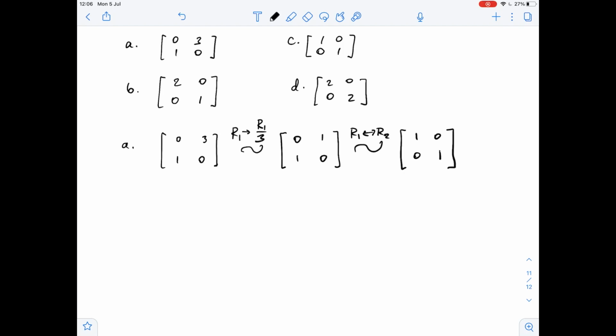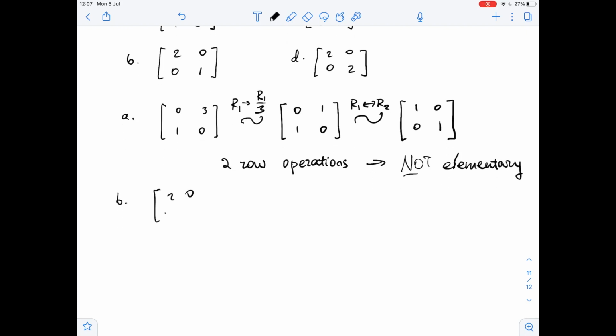But as you can see, we have performed two row operations. So that means that this is not an elementary matrix. Not elementary. Well, now let's look at matrix B.